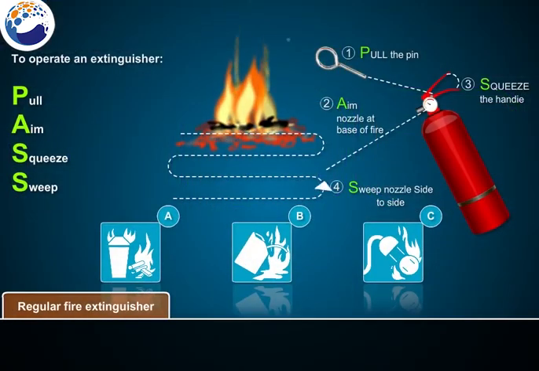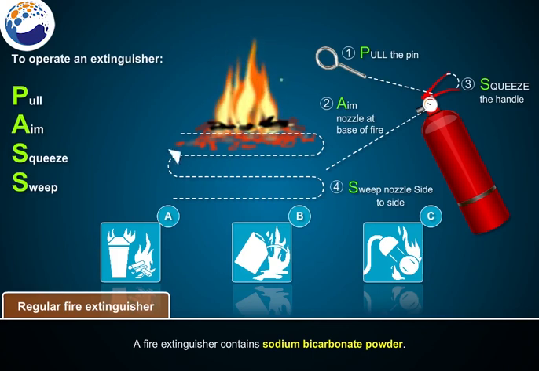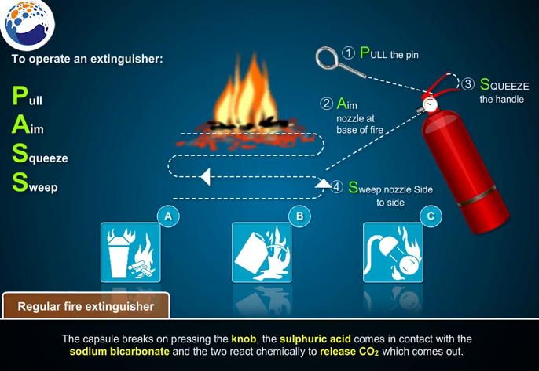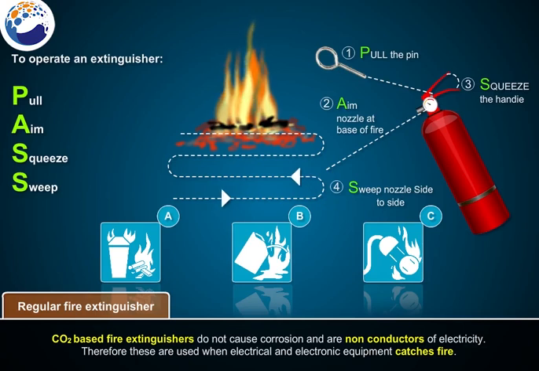Regular fire extinguisher. A fire extinguisher contains sodium bicarbonate powder. There is also dilute sulfuric acid placed in a glass capsule. The capsule breaks on pressing the knob. The sulfuric acid comes in contact with the sodium bicarbonate and the two react chemically to release CO2, which comes out. CO2-based fire extinguishers do not cause corrosion and are non-conductors of electricity.